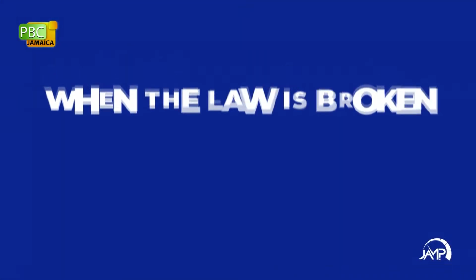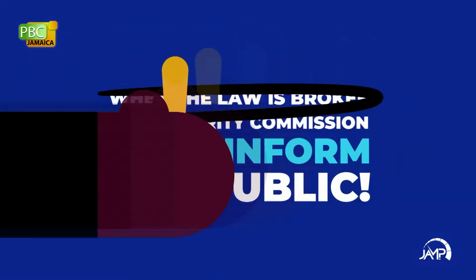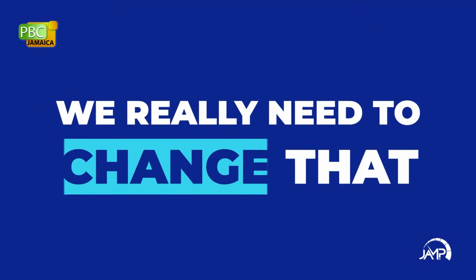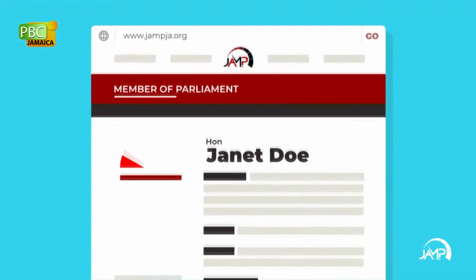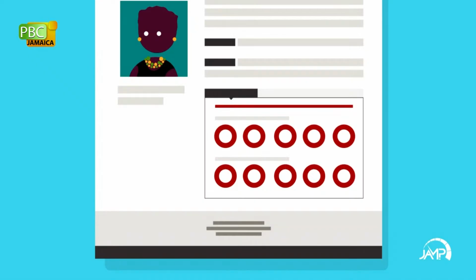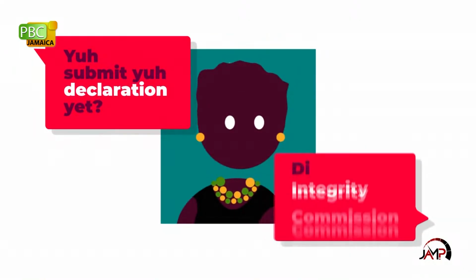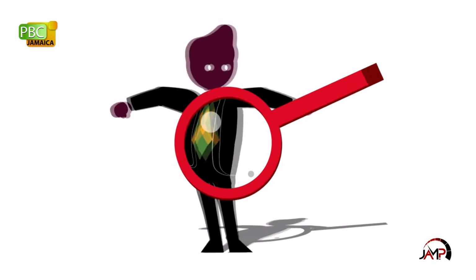Unfortunately, our parliamentarians made changes that prevent the public from knowing when they've broken the law or when they're being investigated. We really need to change that. Visit jampja.org to find out more about the Act and to track if your MP is obeying this law. If they're not, JAMP's MP Tracker will help you write, tweet, or call your MP. Ask them, have you submitted your declaration yet? Has the Integrity Commission cleared you? Let's help the Parliament stay honest.